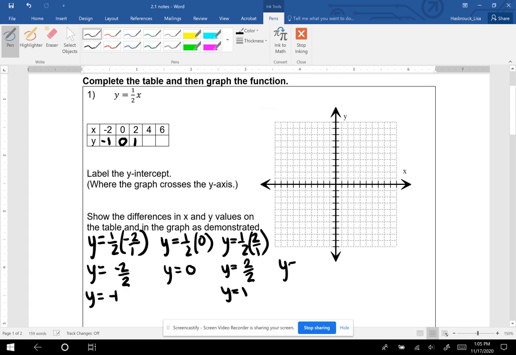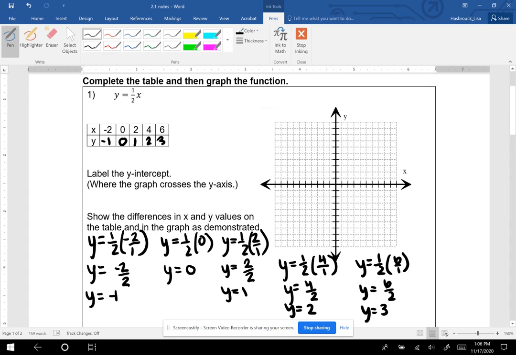For the next one, y equals 1/2 times 4. Same process of putting the whole number over 1 and multiplying straight across to give me 4 divided by 2, which means my y value is 2. And for the last one, y equals 1/2 of 6. Following the same process, I get 6 over 2, so my y value is 3.